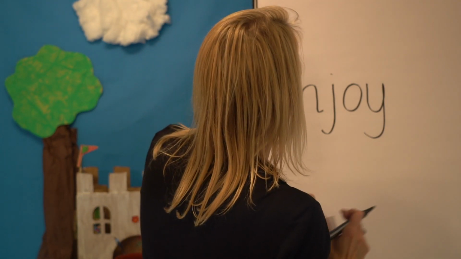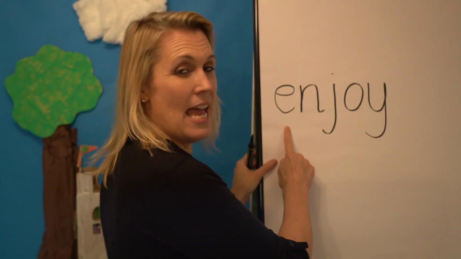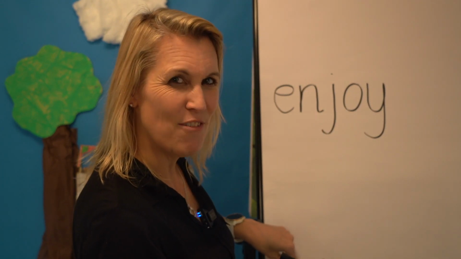Okay, let's hide the word. Now it's your turn. Say the word, say the sounds, and write them down. Are you ready? Shall we check our spelling? Show me your spelling. Let's check mine. E, n, j, oy. Enjoy. Did you get it right?